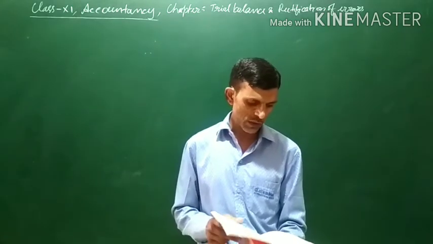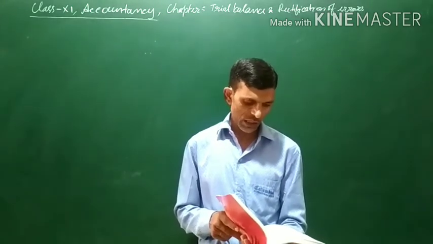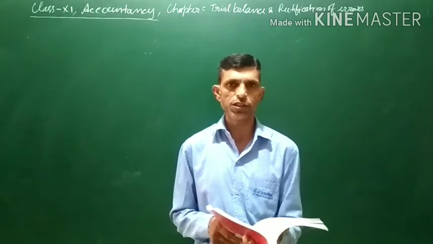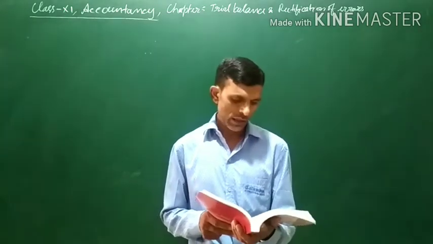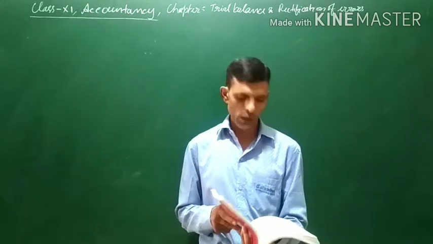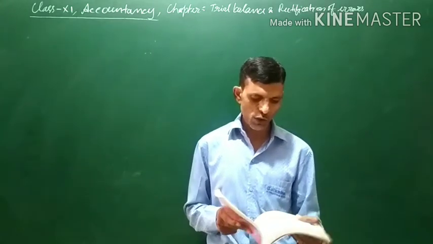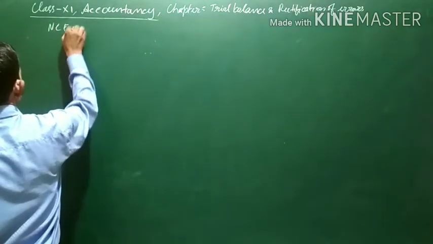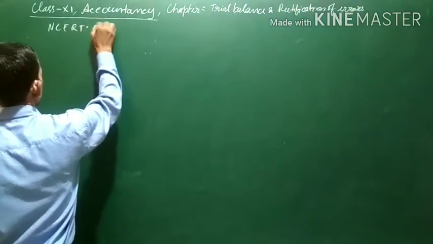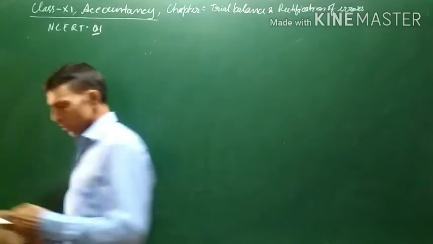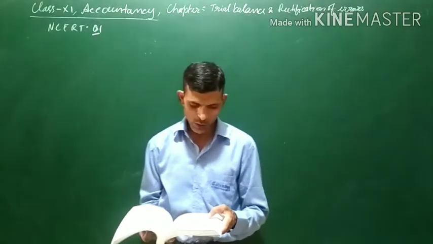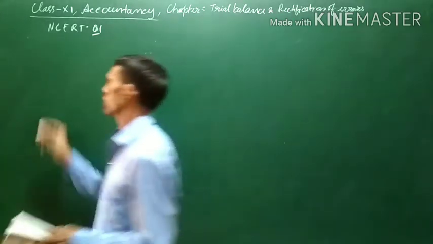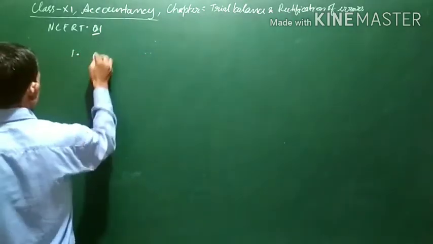Now starting with the very first numerical: credit sales to Mohan of 7,000 were not recorded. Now this is very easy. You can easily understand that the credit sales to Mohan of 7,000 was not recorded. That is question number 1. In question number 1, there are 4 parts: 1, 2, 3, 4. The very first one is credit sales to Mohan not recorded.